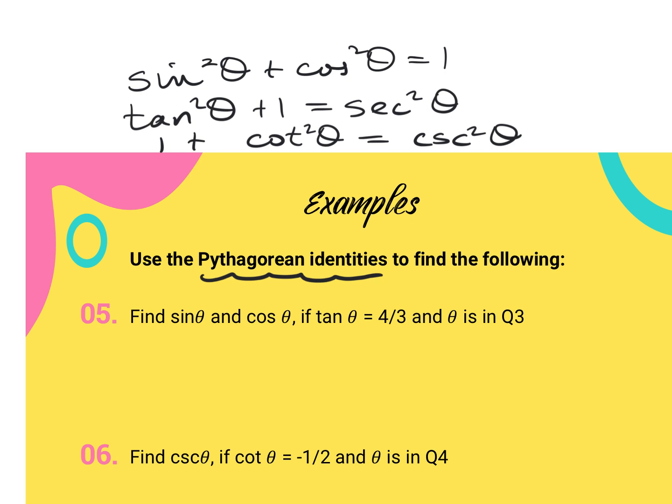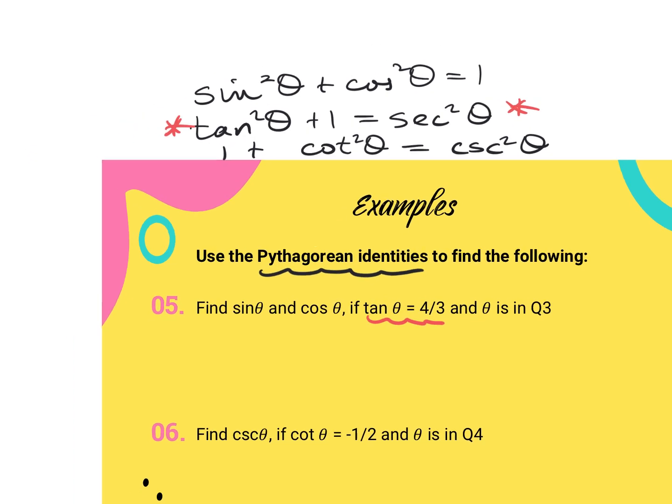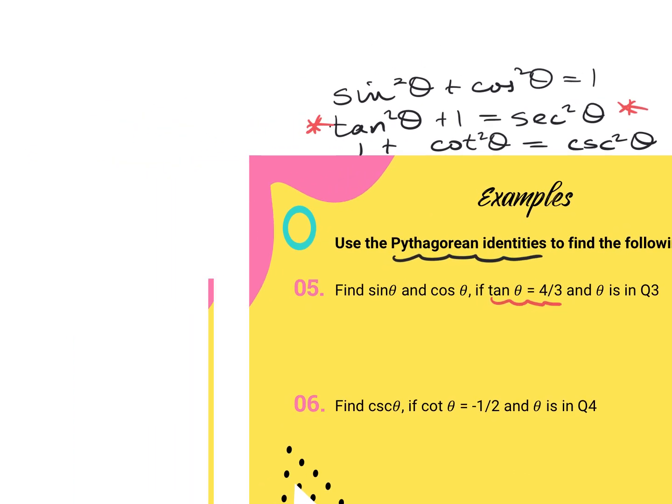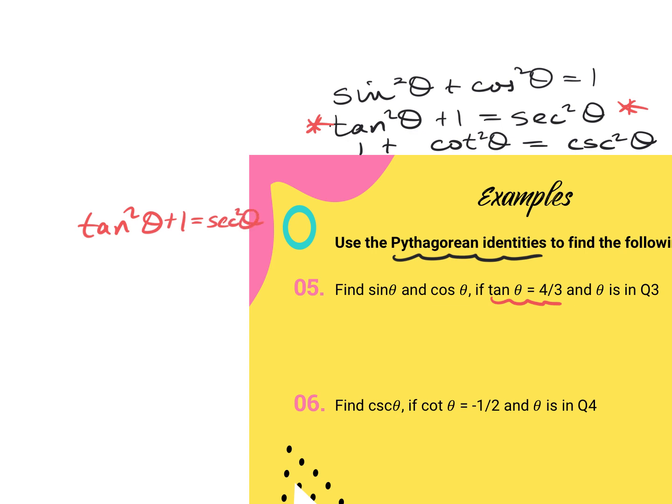So now, to determine which one of the 3 I need to use, I'm going to look in my problem to see what was given to me. And notice what was given to me was tangent. So the identity I'm going to use is the second one here. So I'm going to be using tan squared theta plus 1 equals secant squared theta.